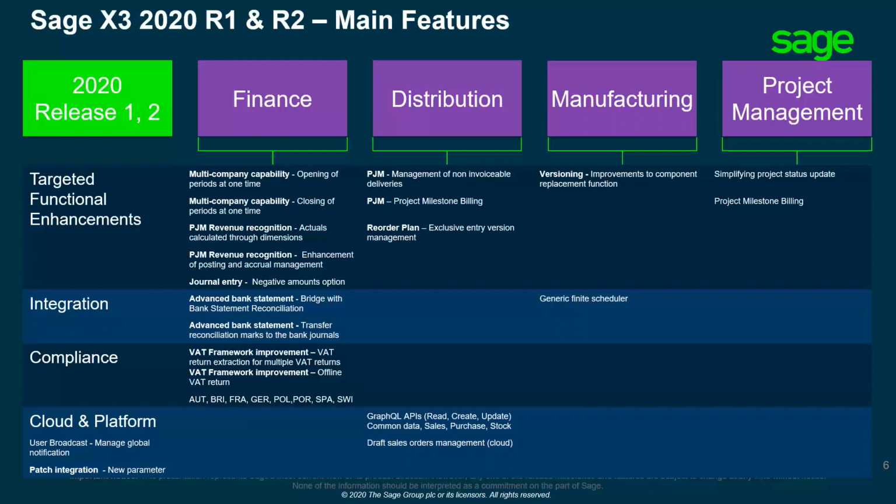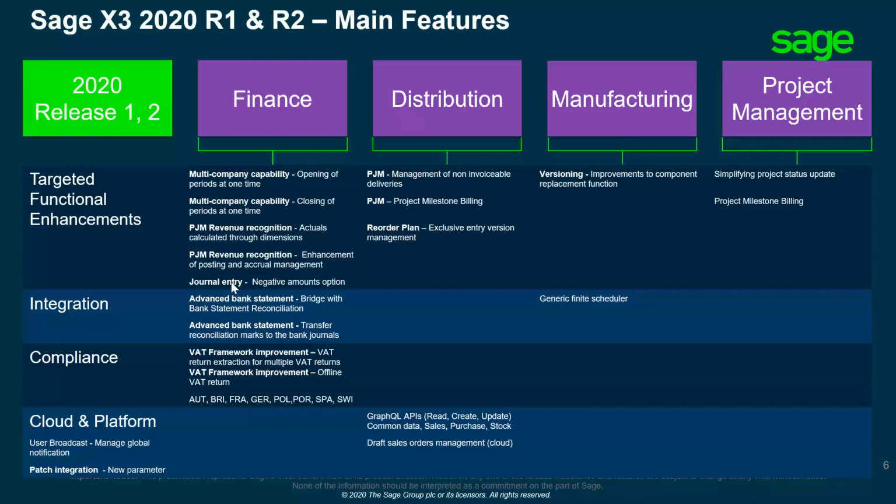Okay, so for these two releases, 2020 R1 and R2, we delivered the key features as follows. In the financials area, we have delivered some improvements for the multi-company capability, especially for the opening of periods and closing of periods at one time. And then for the revenue recognition related to project management, we have delivered the actual calculation through analytical dimensions, and then some enhancement of posting and accrual management for the project management revenue recognition.